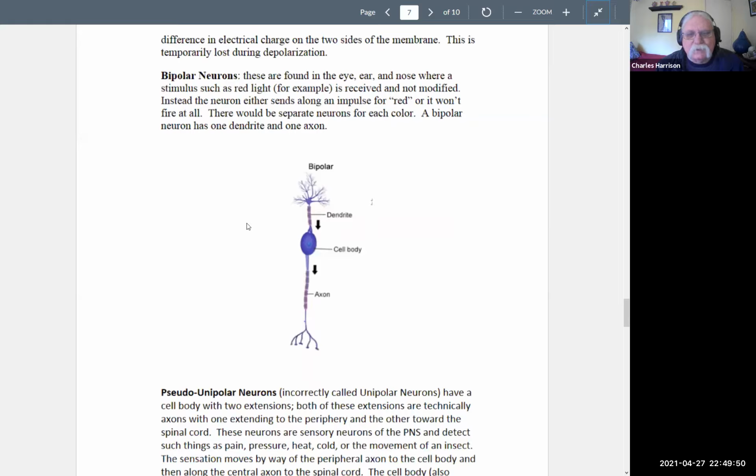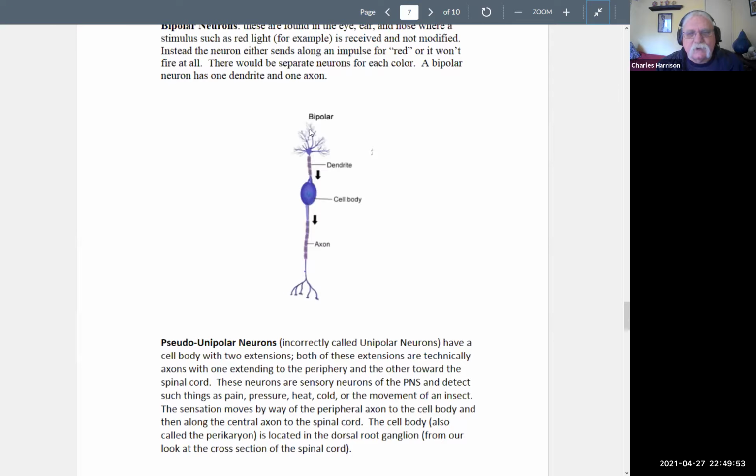In a bipolar neuron, it's a little bit different. You've only got one dendrite. Then it goes into the cell body, and it must immediately initiate an impulse down the axon to the axon branches. You do not have to have an accumulation of input to get the propagation of an impulse. You only need to stimulate the single dendrite once, and it will fire.